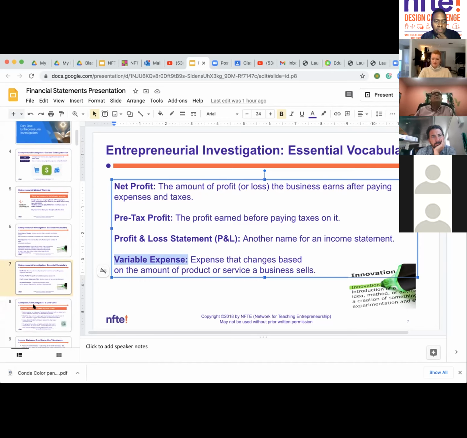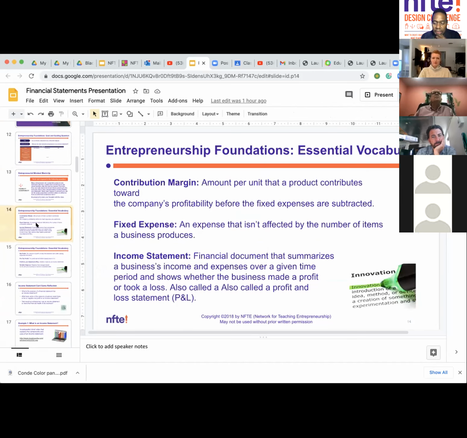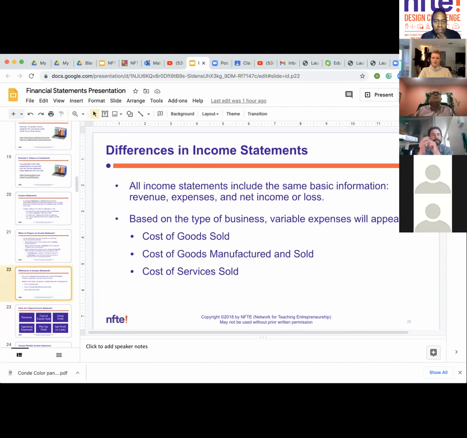Okay, so let me scroll down. So all income statements include the same basic information. You have revenue, expenses, and net income or loss. Based on the type of business that you create, you're always going to have the cost of goods, cost of manufactured goods sold, or cost of services.